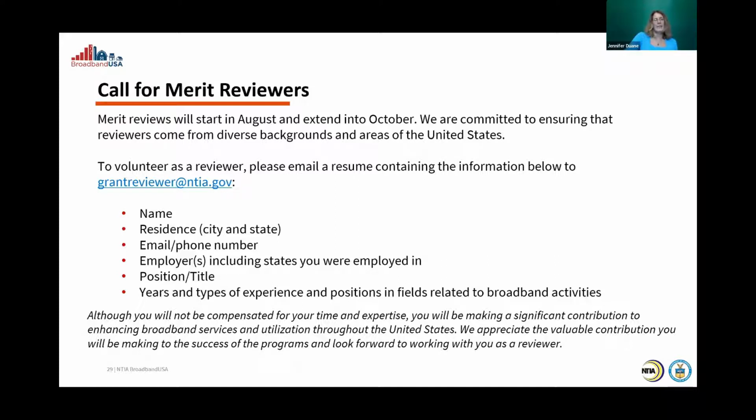grantreviewer@ntia.gov, and provide the information that's indicated in the bullet points on this slide: your name, residence, email, employer, position, years of experience, and experience in fields related to broadband activities. So I hope you'll consider volunteering to serve as a merit reviewer for this program. We would definitely welcome your help.